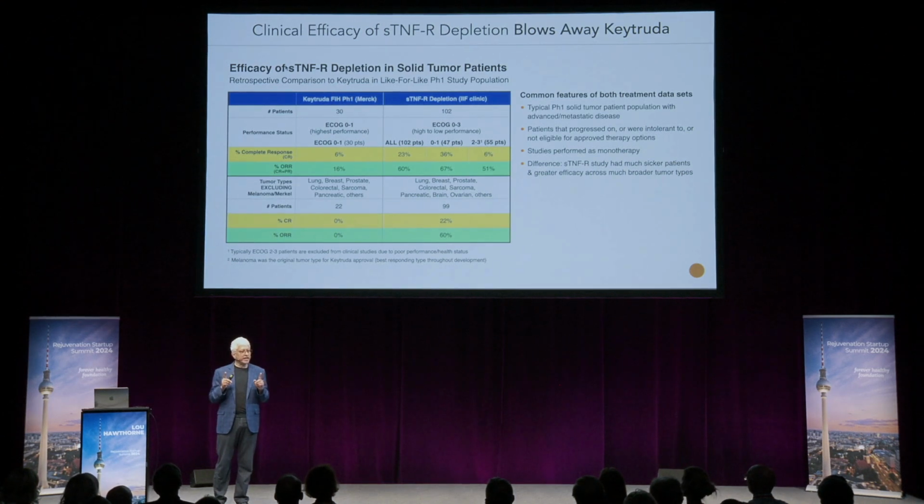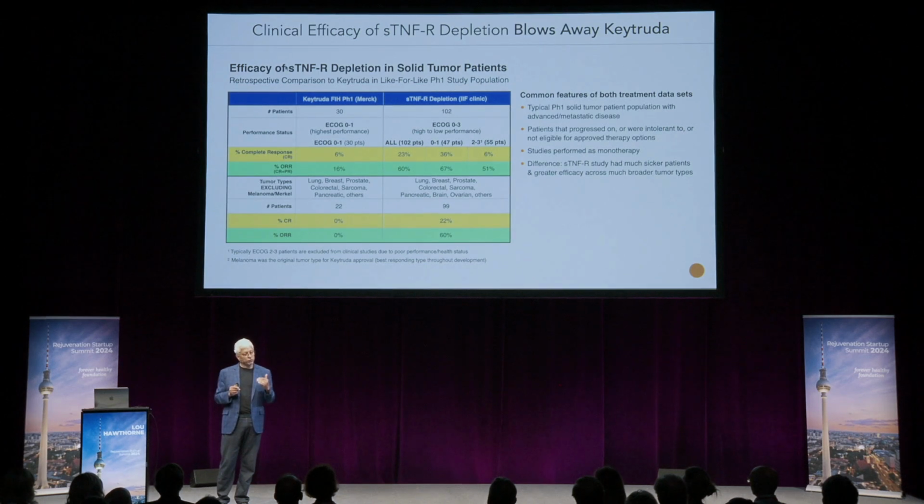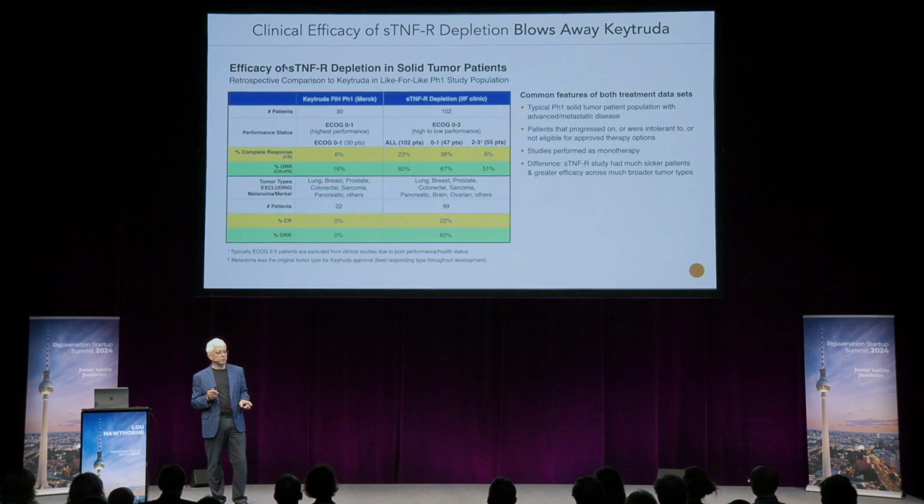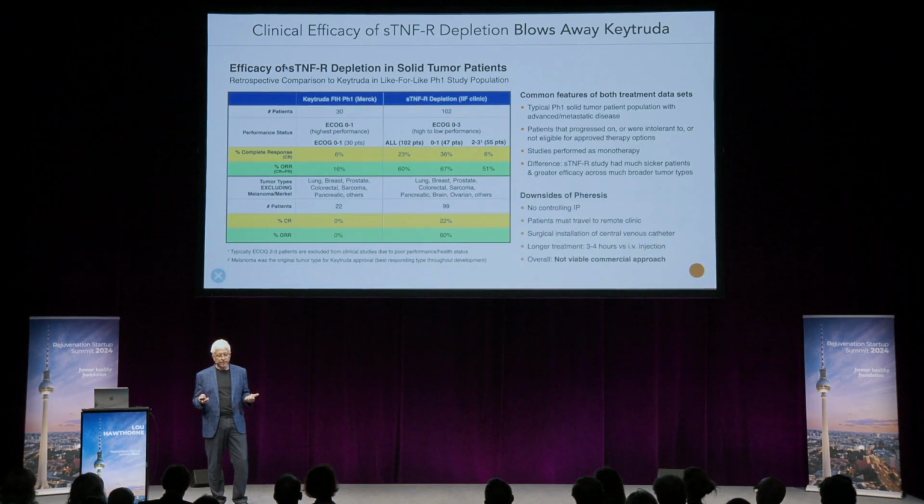And Merck actually stacked the deck as well, because 8 of their 30 patients were melanoma or Merkel cell carcinoma patients. Those are notoriously immunogenic cancers. When you drop those cancers from the data set, the CR and the ORR for Keytruda go to 0. Whereas if you drop those patients from the data set for sTNFR depletion, the CR and ORR essentially hold constant.